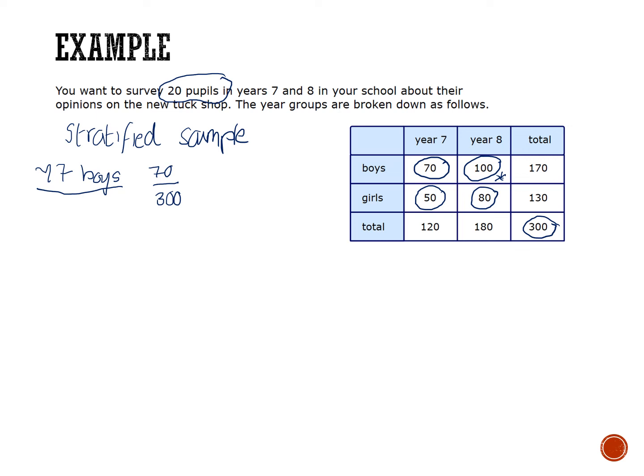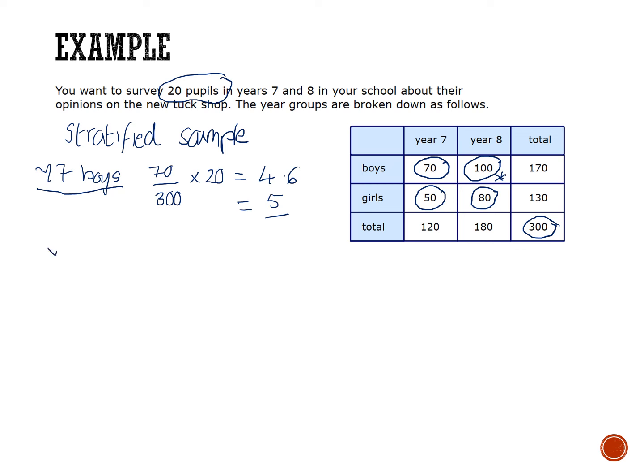Now, I want to survey 20 pupils, so I want that fraction of the 20 pupils to be Year 7 boys. Pop that in your calculator and it comes out as 4.6 recurring. Now, I can't pick 4.6 boys, okay, so I would round that up to 5. So I would pick 5 from the Year 7 boys. So I'd number those 70 boys and I would randomly pick 5.